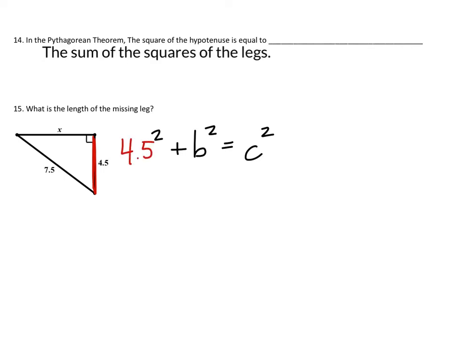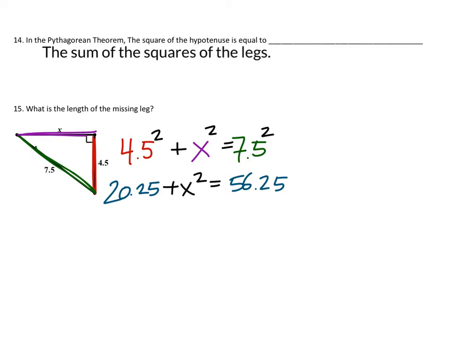And then I've got this other leg here, which is shown as the X, and that's what we'll solve for. And then we've got the hypotenuse, which is opposite to the right angle, at 7.5. So next I'm just going to square 4.5 and 7.5. So this is my new equation.